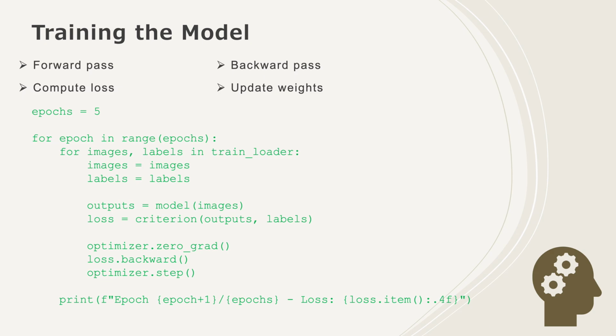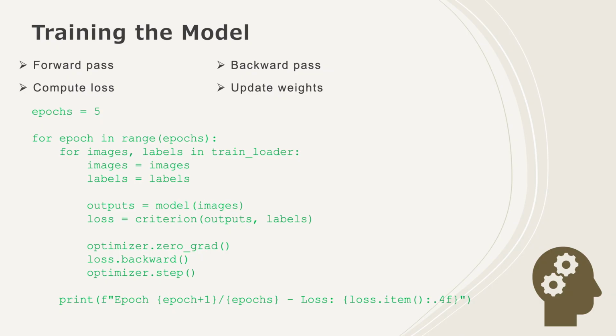Compute the loss. The loss measures how far the model's guesses are from the correct answers. A high loss means the model is performing poorly. A low loss means it is doing better. Zero out old gradients. This clears old learning information from previous steps so they don't interfere with the new updates.